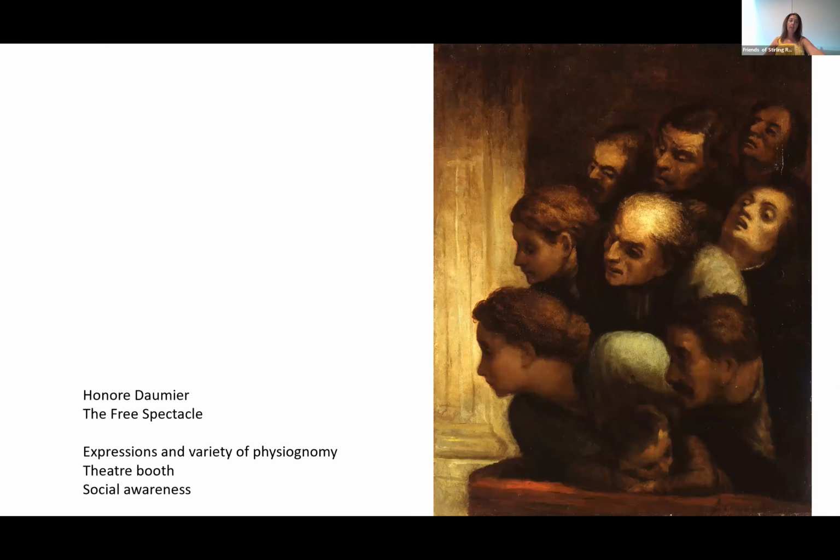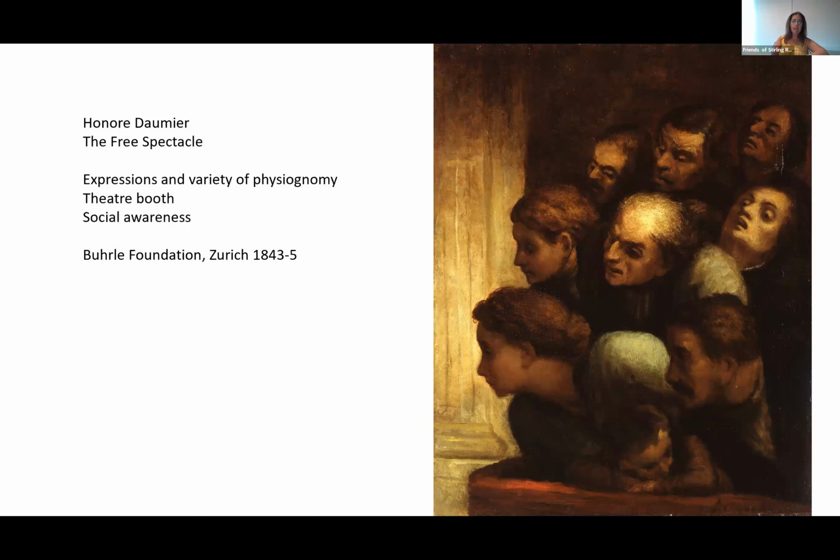Another thing that is happening at the time is that there's social awareness, the differences of classes. And Honoré Daumier, who was a caricaturist, is going to capture one of those expressions and the physiognomy, how each person looks. They are just staring at the theater stage, which we don't see. They are in that booth, and each one of them looks different. So that social awareness is also going to influence some of those artists.